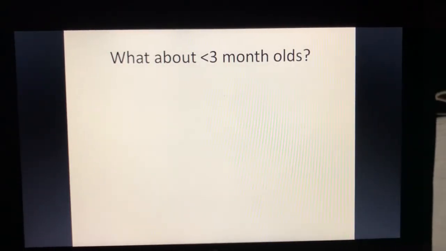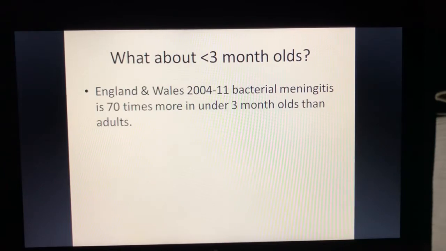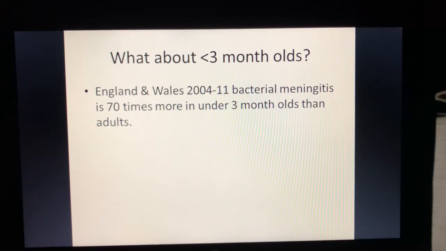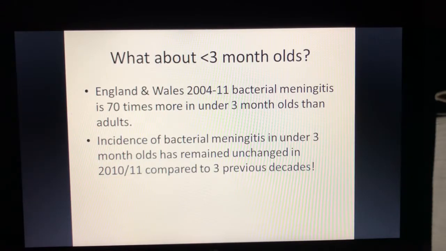And this is the under 3-month-old group. And this is because the incidence is so much higher and the causal bacterial organisms are a bit different compared to older children. And what is surprising is that within the success of reducing meningitis incidence, we have had no effect in this age group over the last 3 decades. And here is the reference for this important observation.